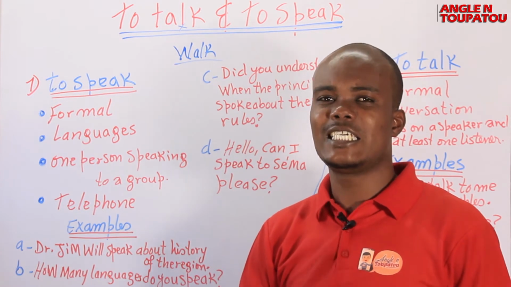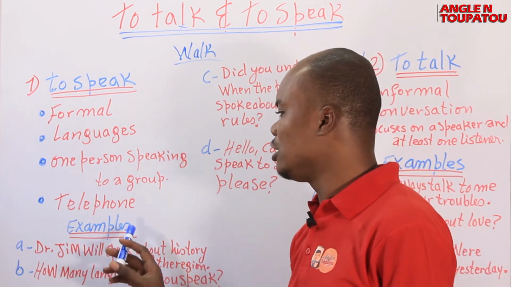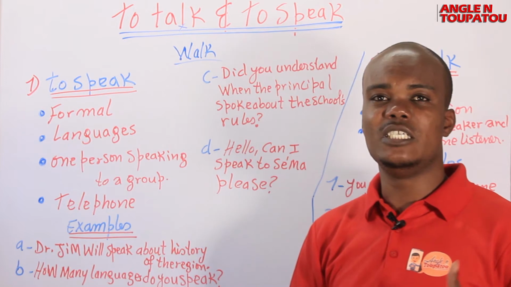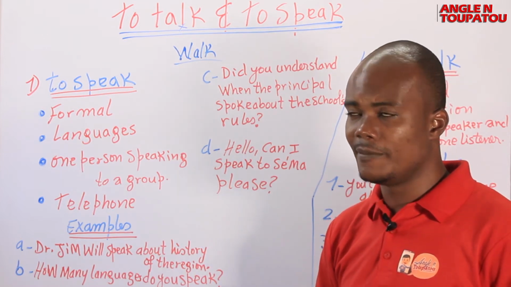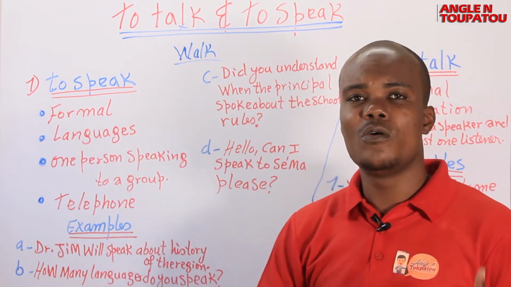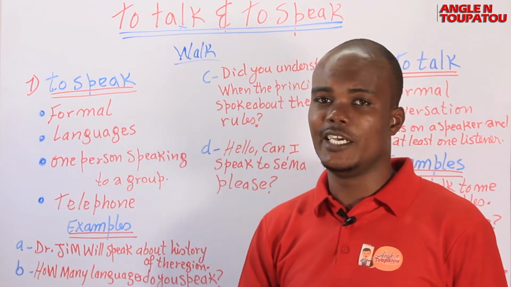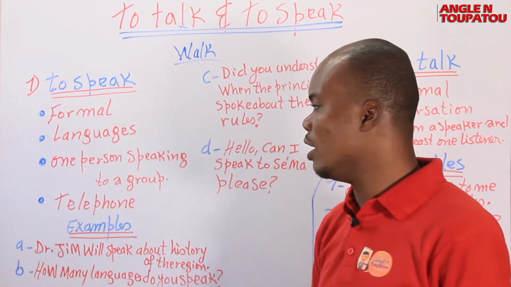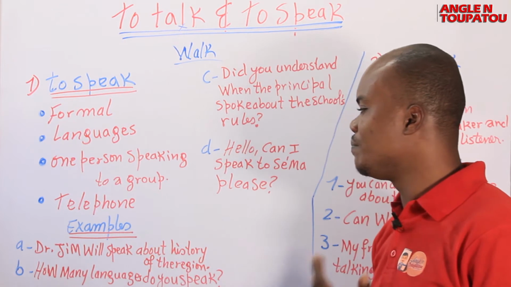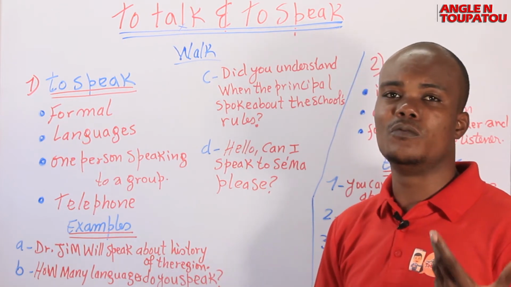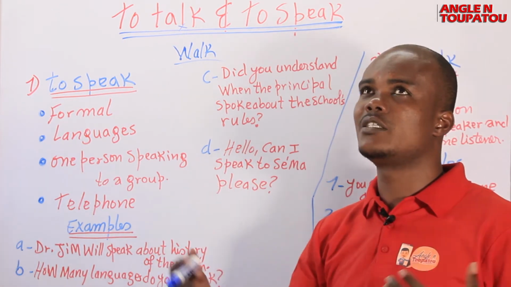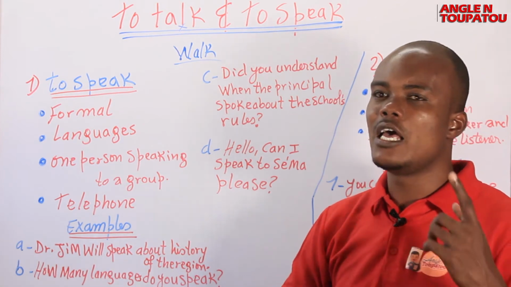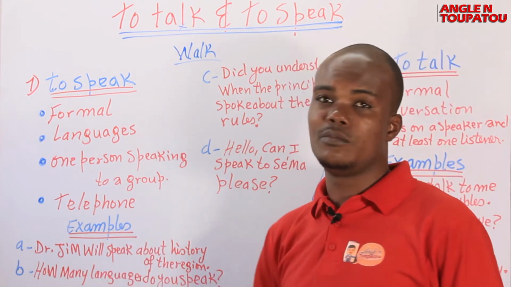It's a very serious thing, I cannot say talk. I am supposed to say speak. All right. Because I got a formal thing. There is a formal thing here. Dr. Jim will speak about the history of the region. It is a very formal thing. So I am supposed to use the verb to speak.